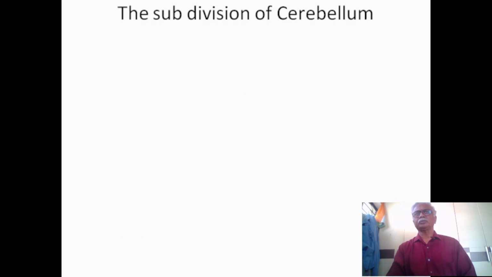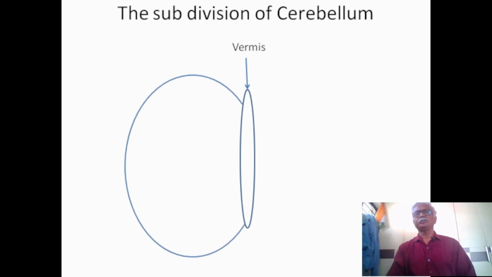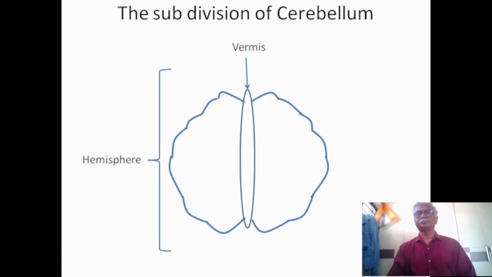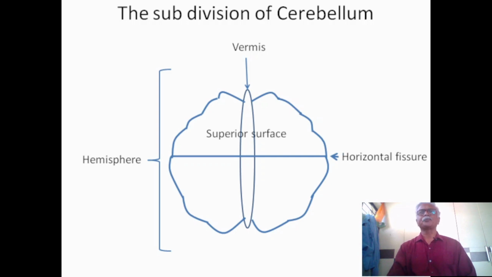Let us begin with knowing about the subdivisions of the cerebellum. The cerebellum consists of a median vermis connecting the two cerebellar hemispheres. There are two cerebellar hemispheres, one left and the other right. The cerebellum is divided into a superior and inferior surface by a horizontal fissure. The superior surface is above the horizontal fissure and the inferior surface is below the horizontal fissure.